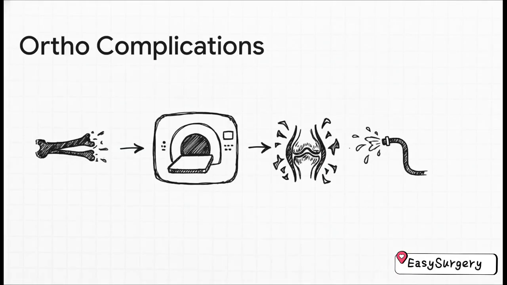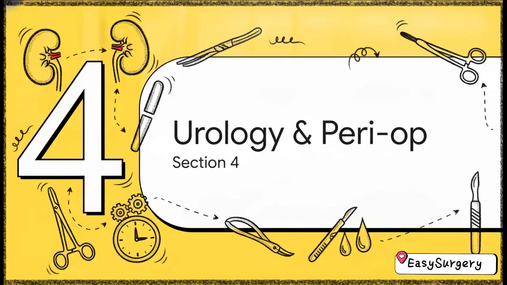Now, complications are heavily tested for sure, so immediately link that scaphoid fracture we just talked about directly to its most feared complication, avascular necrosis, or AVN. For infections, the primary culprit for osteomyelitis is Staphylococcus aureus, and the definitive treatment for septic arthritis is a prompt arthroscopic washout. Finally, if you even suspect AVN of the femoral head, remember that an MRI is your definitive imaging investigation of choice. Moving right into Section 4, Urology and Perioperative Management.